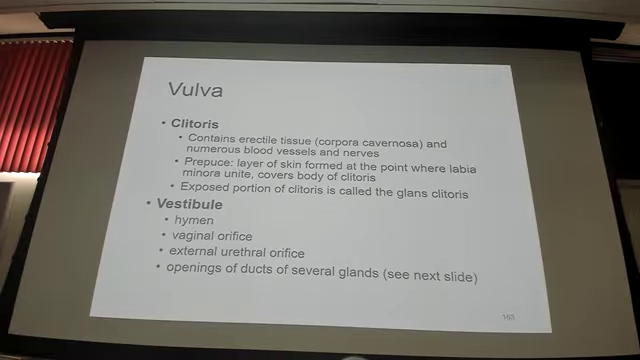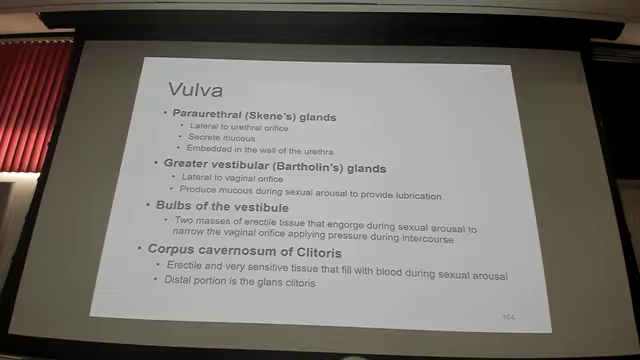And we have the vestibule, which comprises most of what is external: the hymen, the vaginal orifice, the urethral orifice, and some of the ducts of the glands we're going to talk about. And they have a high degree of pathology associated with those glands, unfortunately, okay?